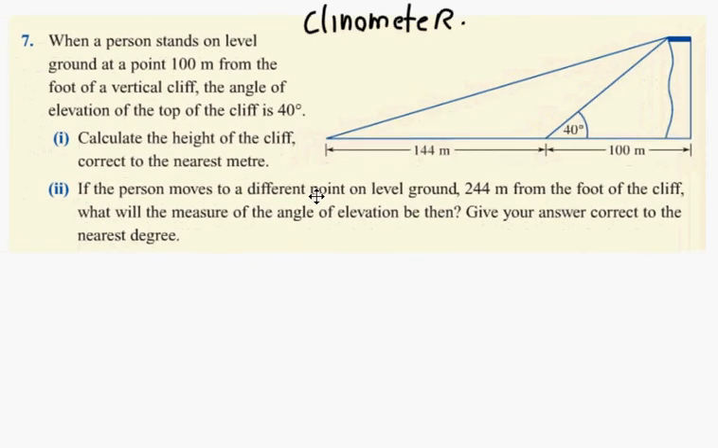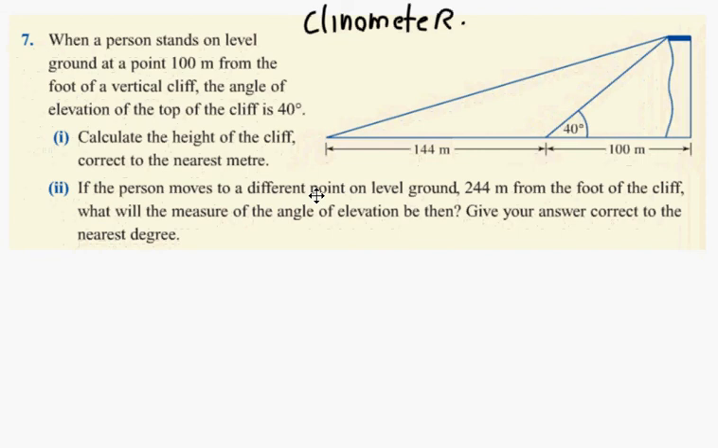When a person stands on level ground at a point 100 meters from the foot of a vertical cliff, the angle of elevation from the top of the cliff is 40 degrees. So just remember something: the closer you get to a tall object, the further you have to look up. If you've ever seen a skyscraper in the distance, you can see the top of it by barely even lifting your head. If you're right underneath the skyscraper, you have to tilt your head all the way back, and even then you might not be able to see the top of it.